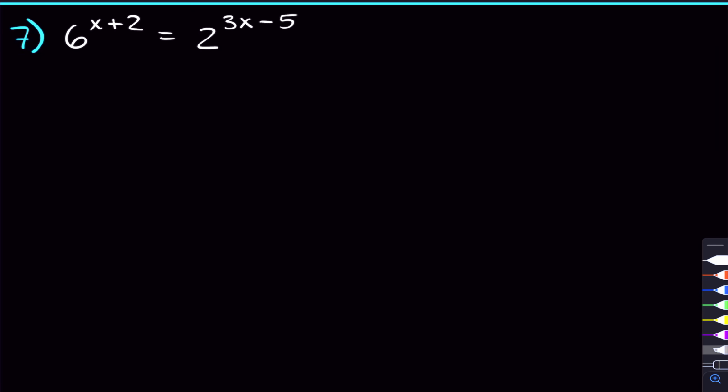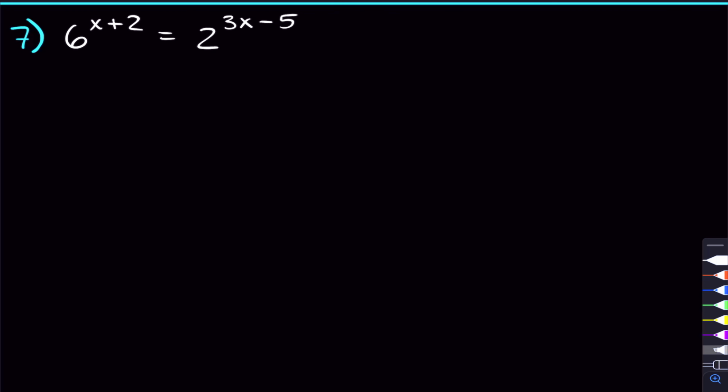So now we're going to move on to problem 7, and this one is a little bit different because what we've been dealing with so far in the last 4 problems is we'll get something with a power with x on one side, but the other side won't have a power with x's. Now it does. So what do we do?